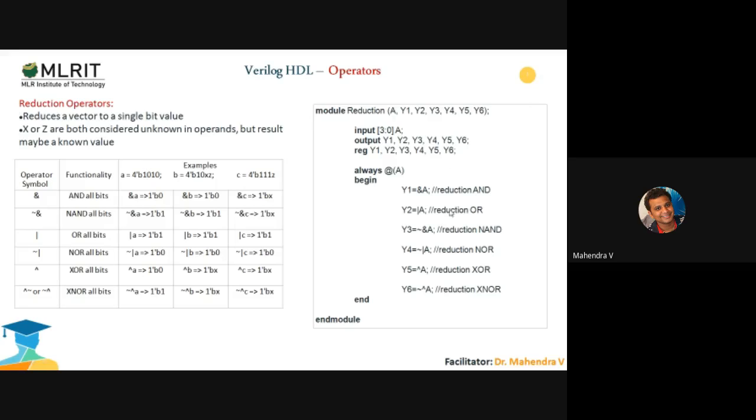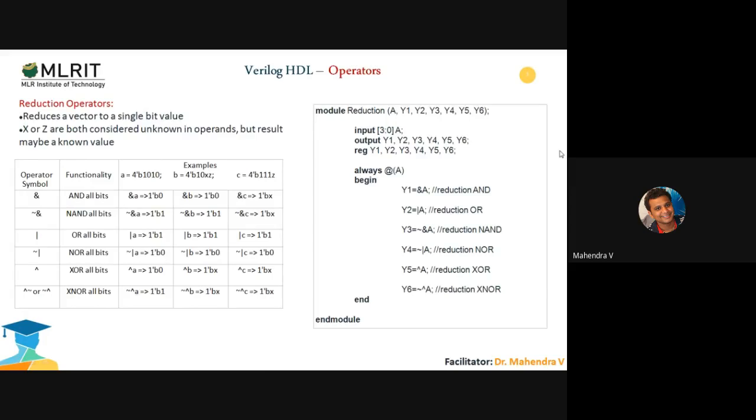Same for NAND. If you want to perform NAND between the individual bits of the variable, this is the example, and likewise for OR, NOR, XOR, XNOR. Now this is how we write the program also. For all the examples I am following the same kind of programming, but here I am explaining how to put the constructs effectively in order to perform the operation.